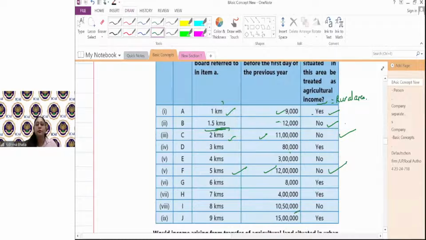So J point, guys, is simple. What is the population? More than 10 lakhs. When the population is more than 10 lakhs, anything up to 8 kilometers would be an urban area, right? Beyond 8 kilometers would be considered as rural area. So this is beyond 8 kilometers, it's a rural area. Hence the farm building is an agricultural income. Someone said, if the population is more than 10 lakhs and the land is situated within 8 kilometers, it would be an urban area and hence the farm building would not be considered as agricultural income.